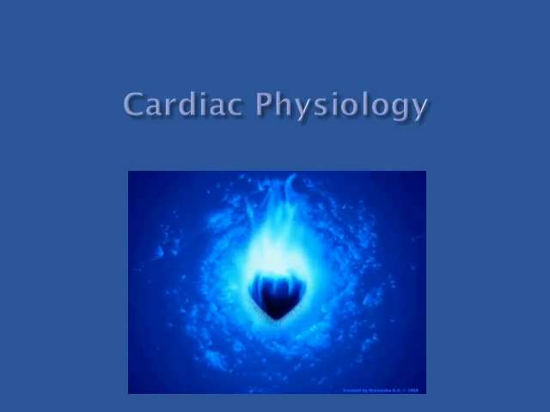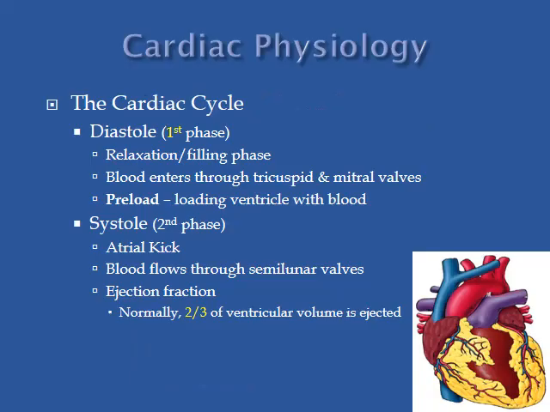Welcome to cardiac physiology. In the cardiac anatomy, we talked about the pieces and parts, and now we're going to talk about those pieces and parts and how they work. There are two phases to the cardiac cycle. The first phase is diastole, and this is the relaxation phase of this process. The blood enters through the tricuspid and the mitral valves, meaning it goes from the atriums to the ventricles.